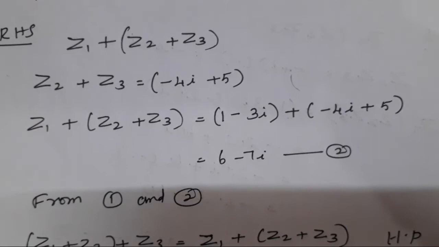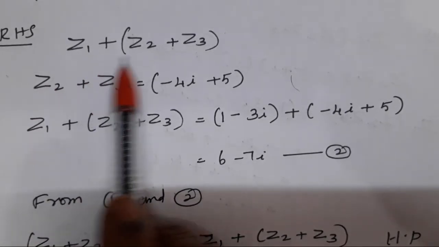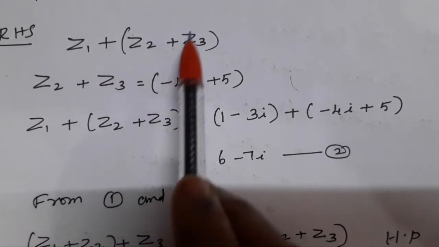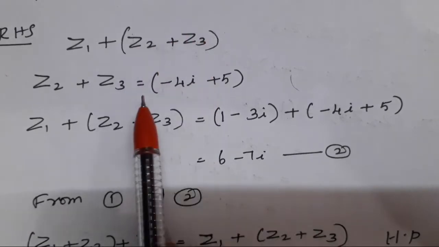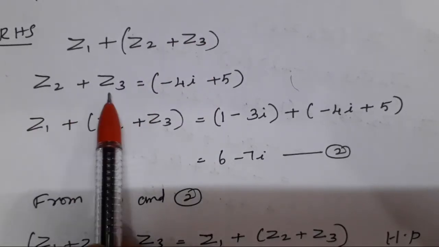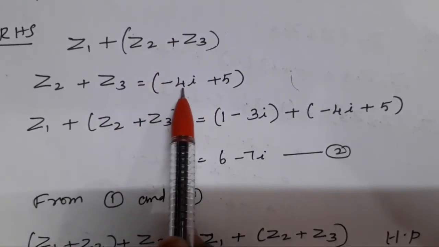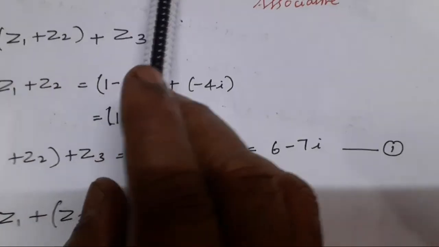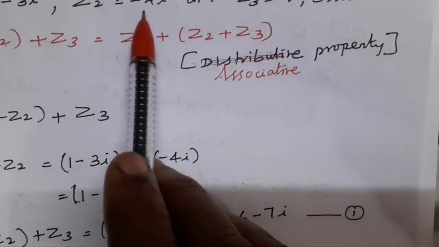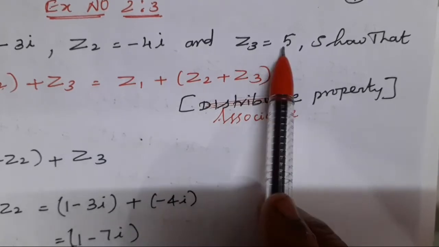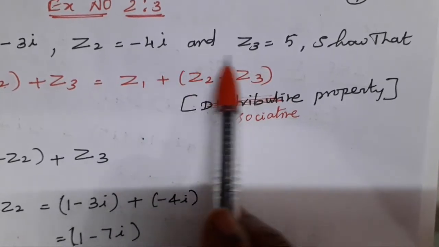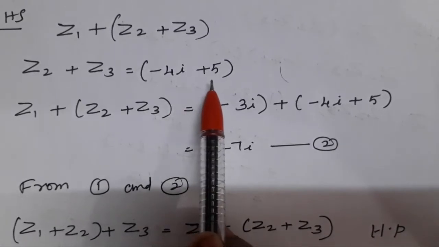Now what is the RHS? Z1 plus Z2 plus Z3. First always use the bracket, and do the calculation for the bracket first. So Z2 plus Z3. Z2 is minus 4i and Z3 is 5. So minus 4i plus 5. Very simple step.